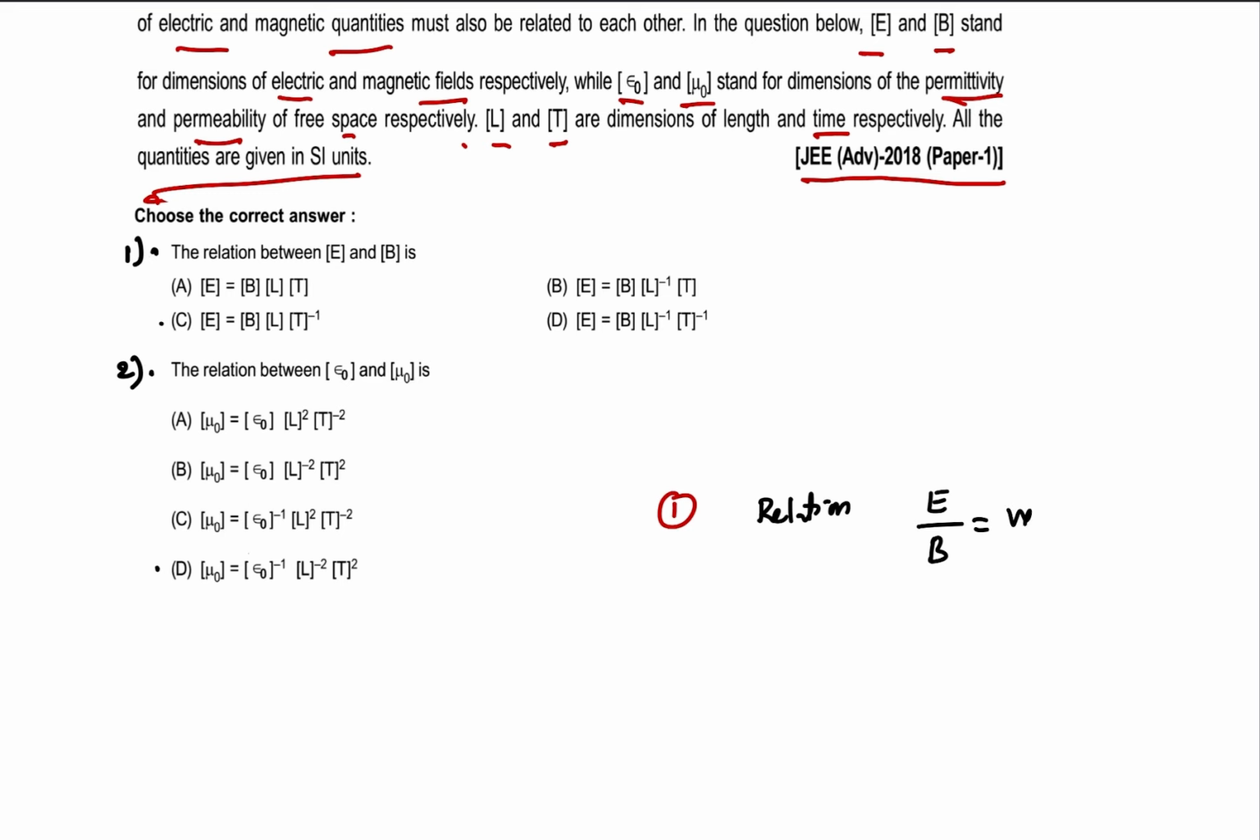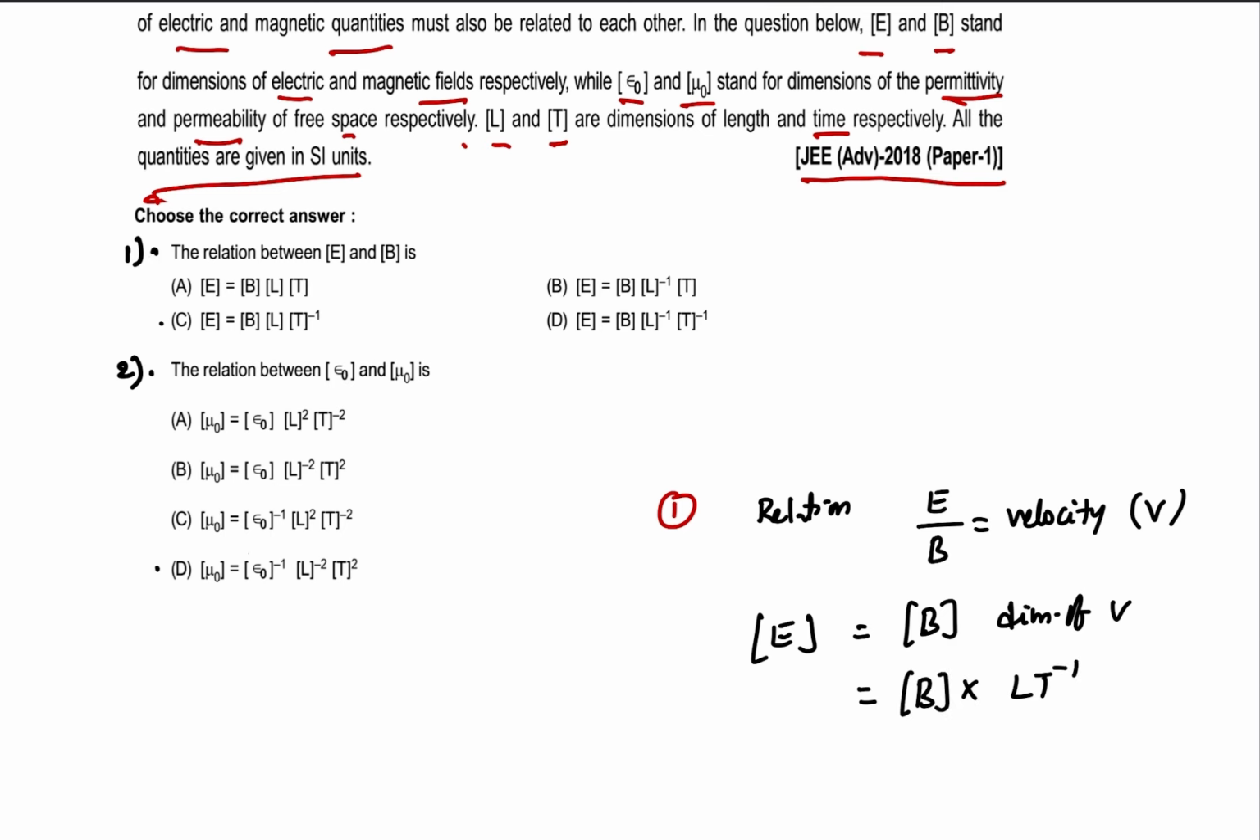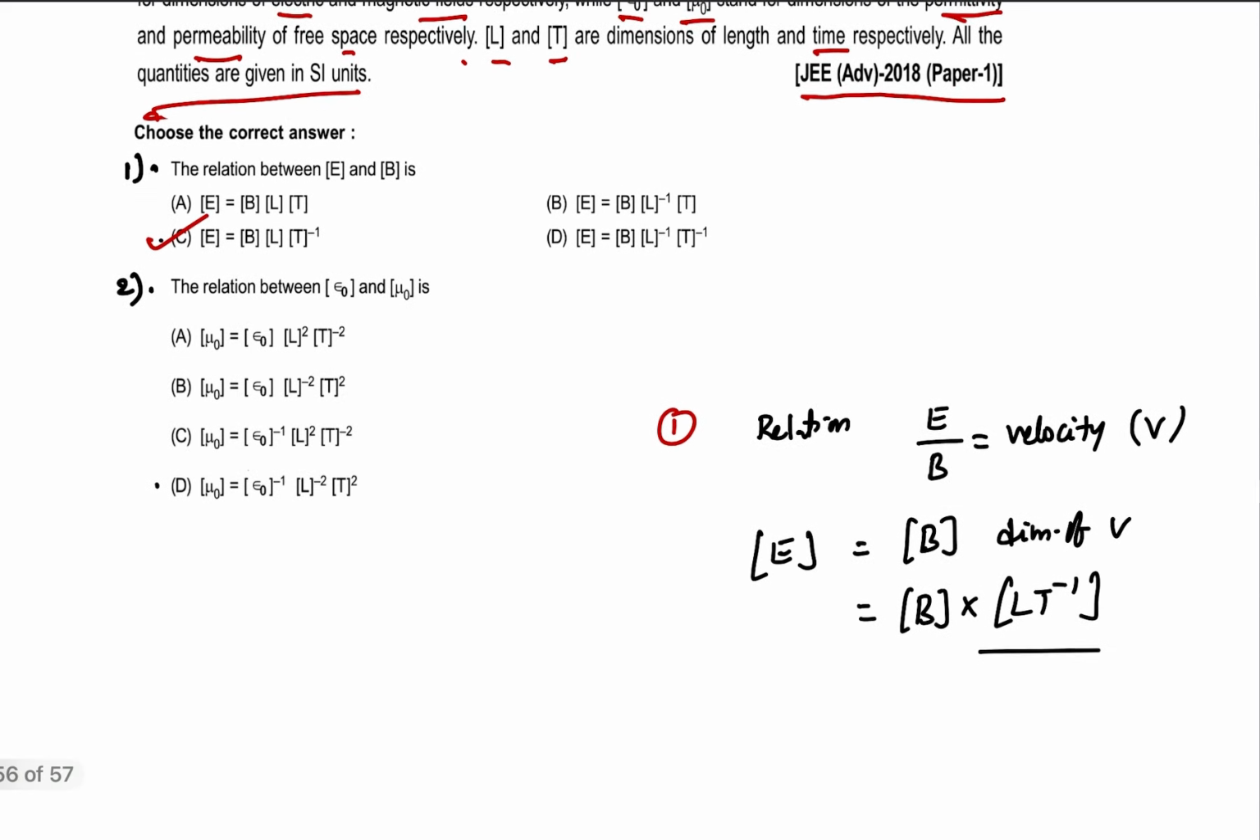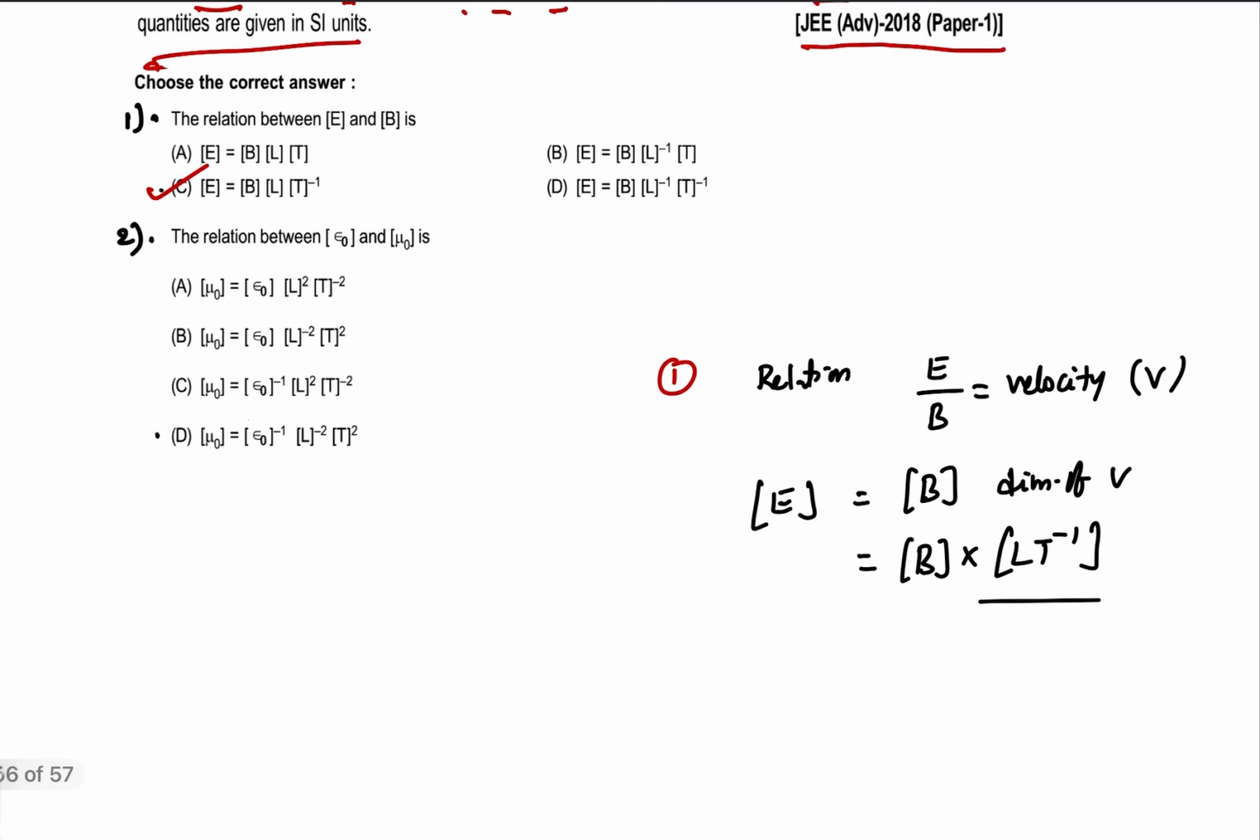You have a relation: E by B is equal to velocity. It is dimensionally correct for E and B every time. So you can write it as dimension of E is equal to dimension of B into dimension of V. So I can write dimension of B into dimension of V, where dimension of V is LT power minus 1. That is in the third option. That's all.